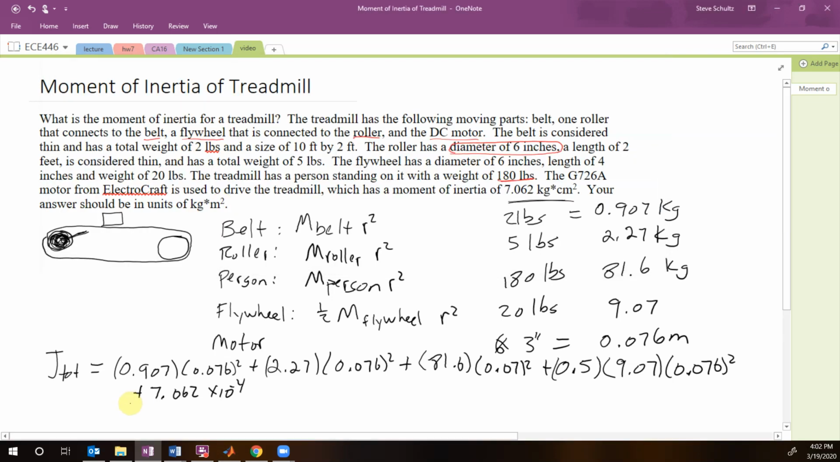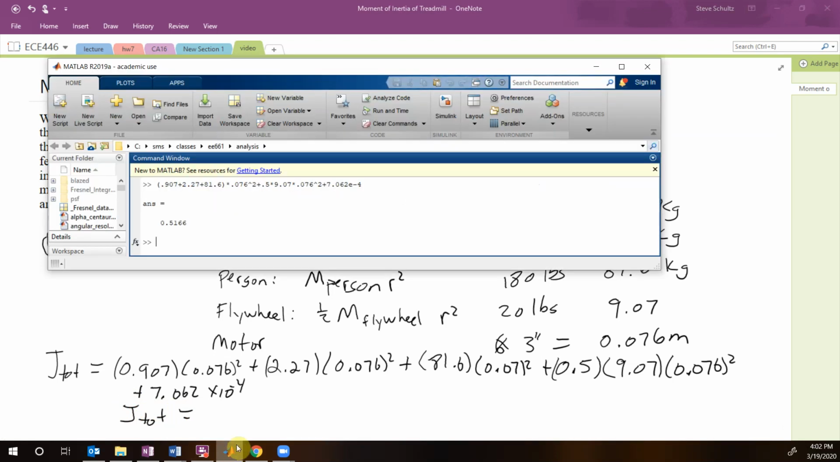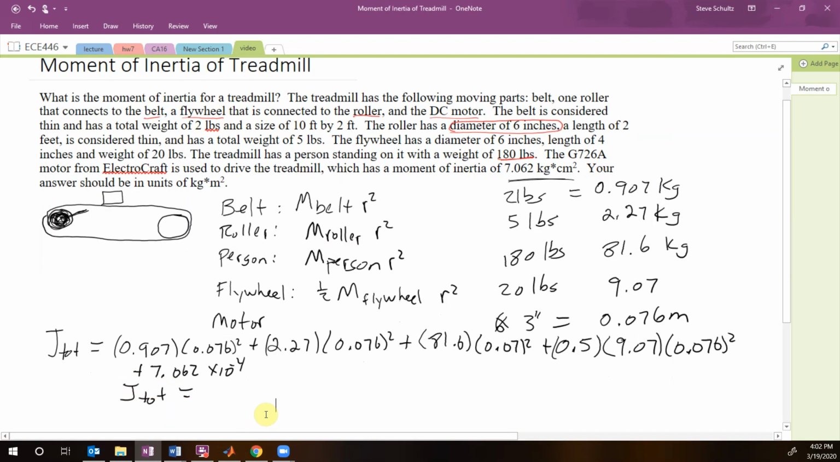And then our J total is equal to 0.52. And we are done.